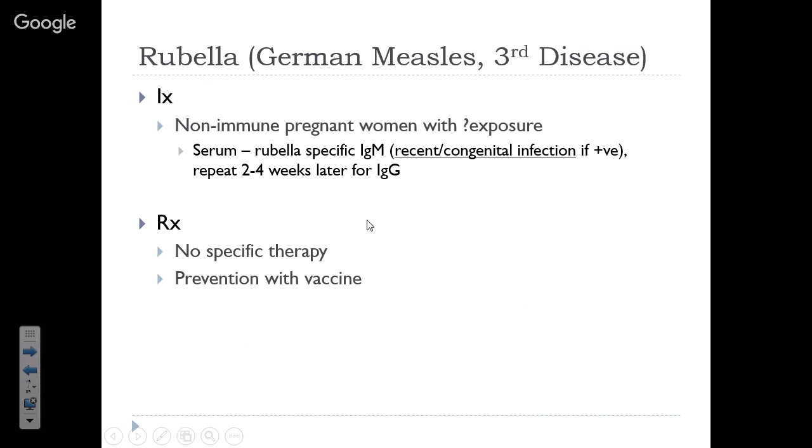Again, for investigations, if you've got a non-immune pregnant woman with questionable exposure, you want to do serology, and that can identify the presence of rubella. And again, no specific therapy, just supportive and conservative management and prevention with vaccine, of course.